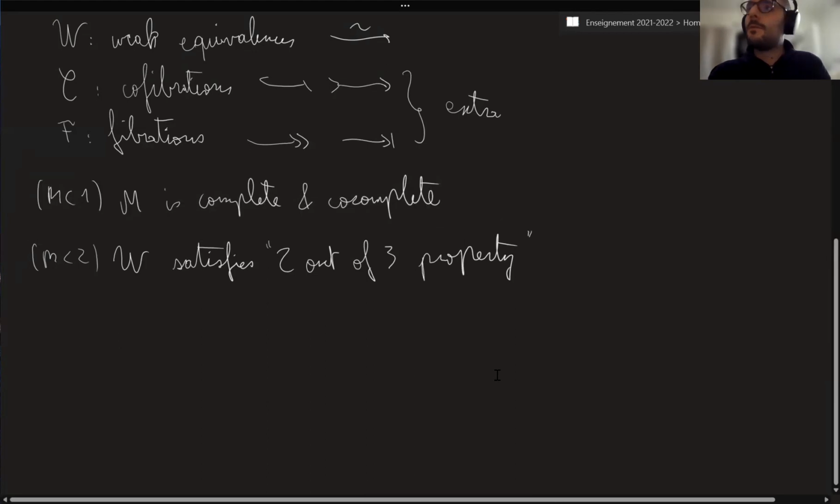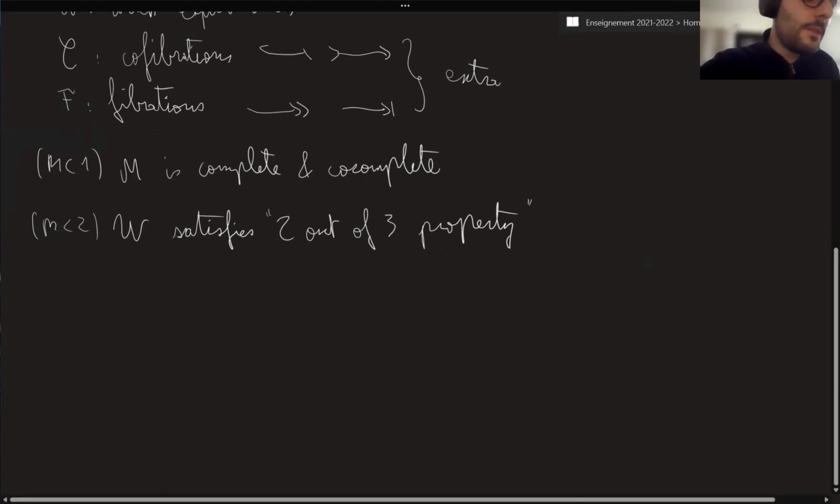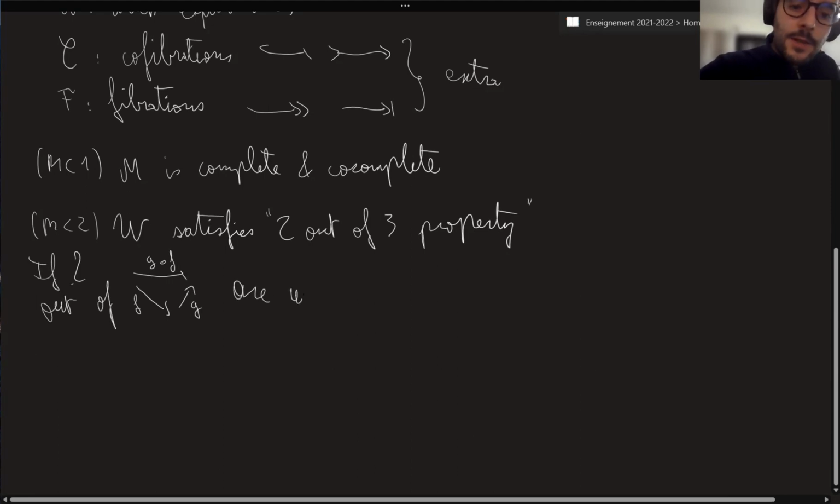Also, they are pretty much in order of increasing difficulty when you want to prove them. This one, M is complete and co-complete. Typically, this is something about your base category that is either true or not. This one takes a bit more work to prove. MC3 is also a bit more work. And the real difficult part is MC4 and MC5. Okay. You are going to see it in examples. So if you have a commutative diagram like this, so g circle f, f and g. So if 2 out of 3 are weak equivalences, then so is the third.